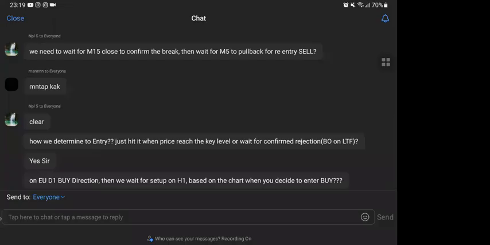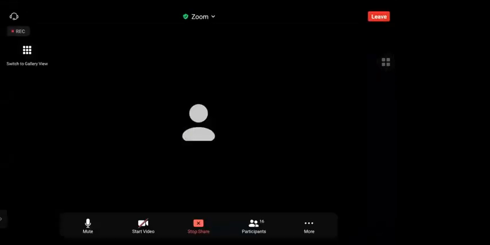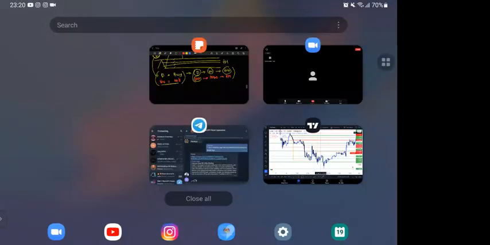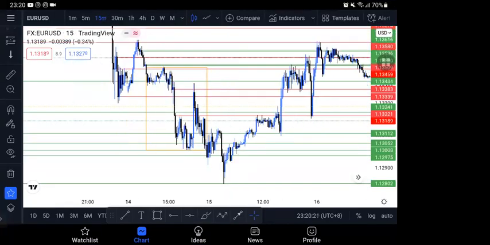Okay, on EU daily buy direction, then we will set up on H1 based on the chart when you decide to enter the buy. Okay, we get into the buying. Let's see how the buying is. How are we going to take the buy? Reject. Yeah.